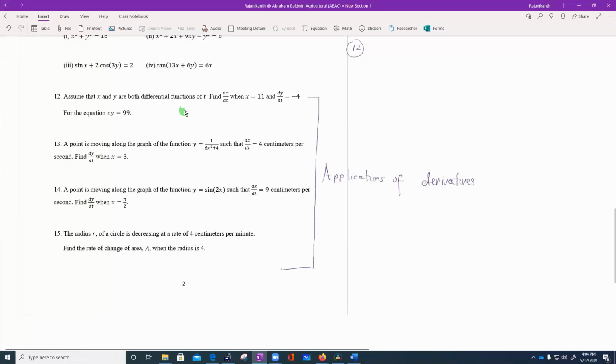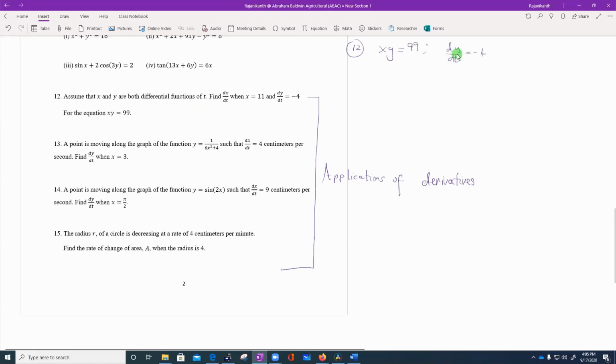Assume that x and y are both differentiable functions of t. Find dx over dt when x is 11 and dy over dt is -4. So you have to use this equation, right? This equation gives you the connection between the x and y variables. This is given, and also dy over dt, the rate of change of y, which is -4.